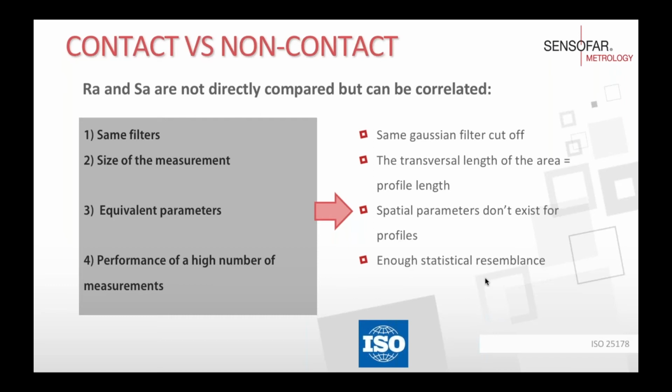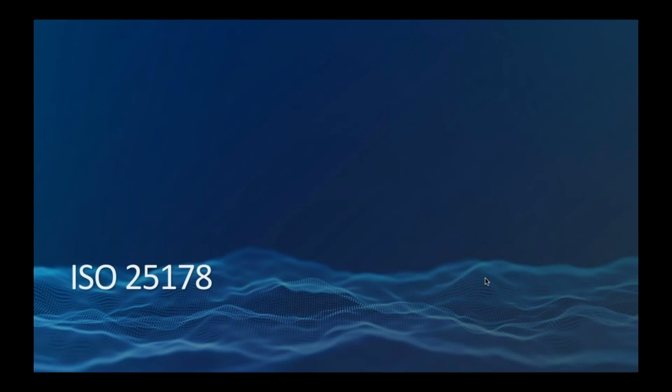But in order to do this correlation, for sure, we will need to find those parameters that are found in the two data sets, in profiles and areas. And finally, of course, we are going to need to perform a high number of measurements in order to have enough statistical resemblance. And now let's go to the ISO 25178.